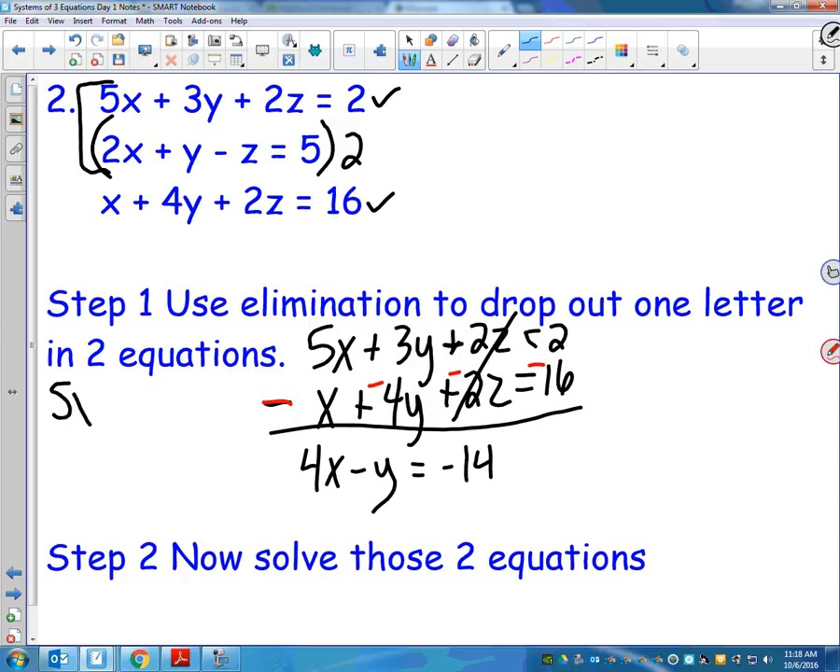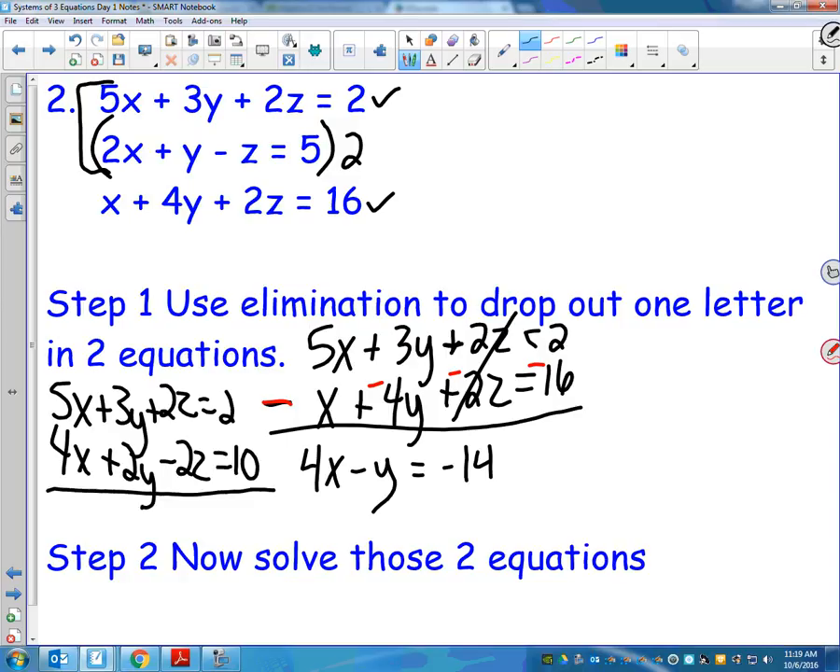So, I have 5x plus 3y plus 2z equals 2. And then I'm going to multiply that middle equation by 2. So I have 4x plus 2y minus 2z equals 10. And on this one, since my signs are different already, 2 minus 2 already cancels out. So I'm not subtracting here, I'm adding. So I get 9x plus 5y, the z's cancel out, and I get 12.